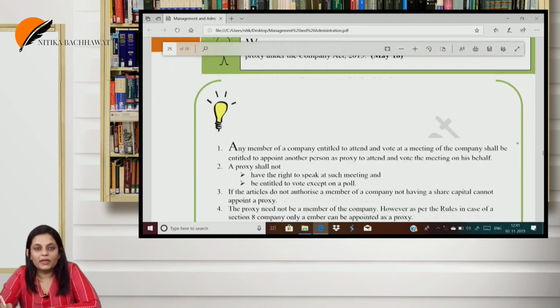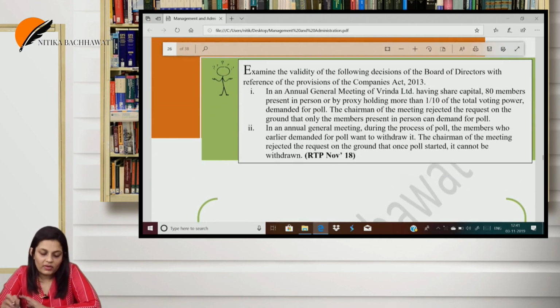What do you mean by proxy? Explain the provisions relating to appointment. Not going into this, it's a very, very simple question.